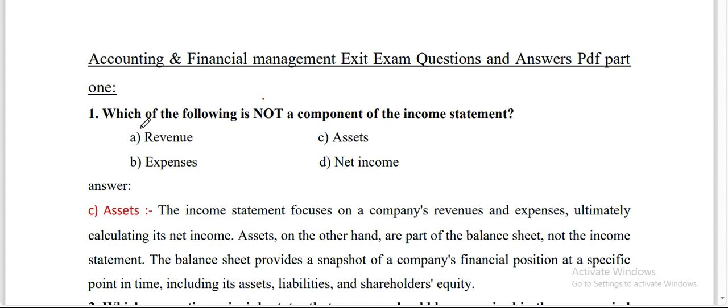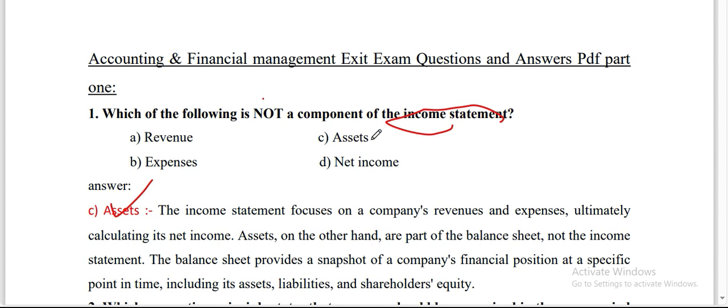Question number one says: which of the following is not a component of income statements? A. Revenue, B. Expenses, C. Assets, D. Net income. The answer for this question is assets. C is the answer. That means C is not a component of income statement.